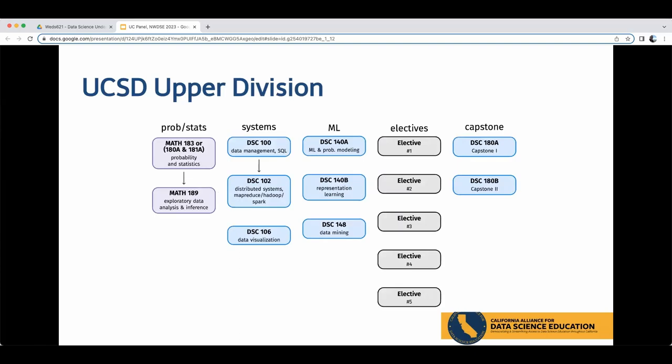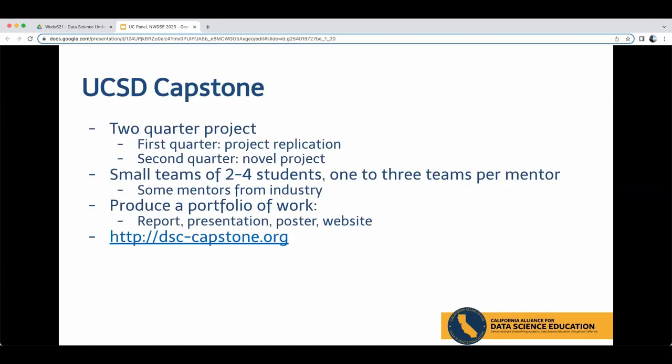Our upper division looks like this. We've got probability and statistics taught in the math department, in any combination of these courses over here. We've got a systems track, so a database management class and then a distributed systems class or cloud computing class, and a visualization course in DSE 106. We've got three machine learning courses in DSE 140A and 140B, and then a data mining course, which is kind of like applied machine learning. Our ML courses, 140A and 140B, are more theoretical. And then students take five electives and then a two-quarter capstone sequence, which I'll talk about here.